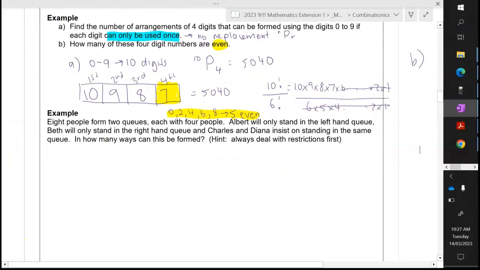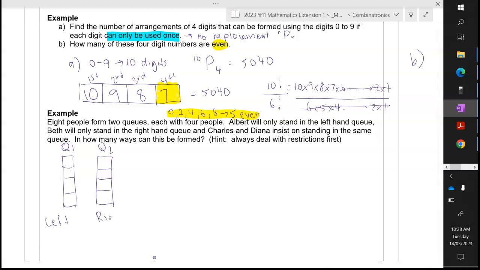So let's have a look at this last example. And this one's actually a really hard one, and you really have to think about these. So it's saying 8 people form 2 queues, each queue with 4 people. So I'm going to go, here's queue number 1. We'll call it Q1. There's 1, 2, 3, 4 people in that queue. And Q2 can have 4 people as well. So there's our queue. We've got our left hand queue, Q1 is on the left, and our right hand queue.